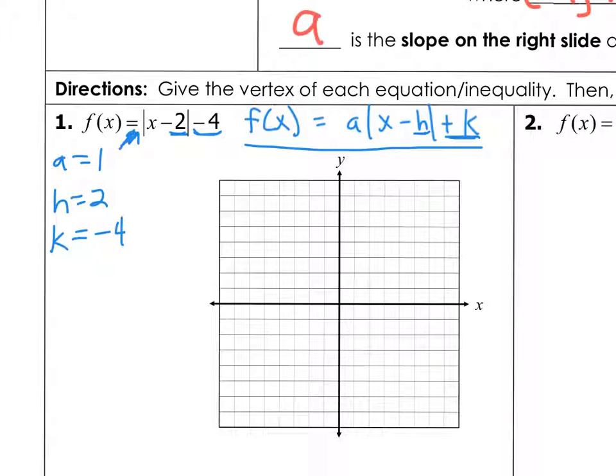So now we know our vertex. Our vertex is 2 comma negative 4. So 2 comma negative 4 puts a vertex right here, and we know that the slope on the right side is going to be a positive 1, so we're just going to rise 1, run 1, rise 1, run 1, rise 1, run 1, and we get that slope. And on the left side, it's just a negative slope, and so it ends up being in that direction. And there's the graph of that particular absolute value problem.